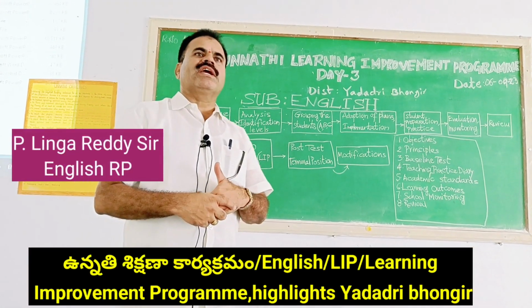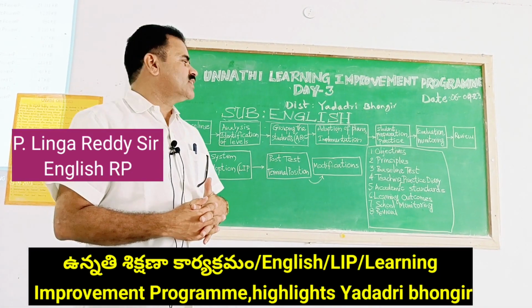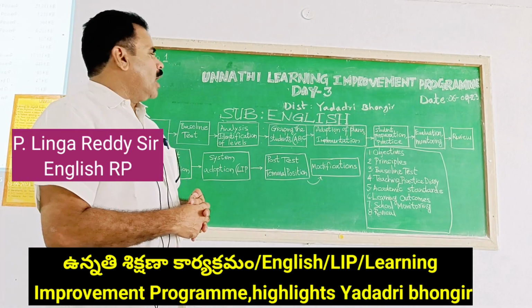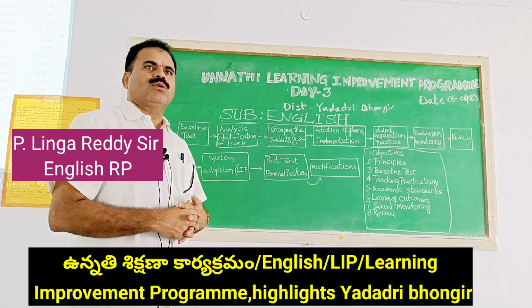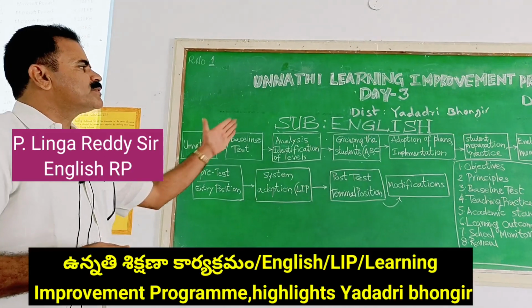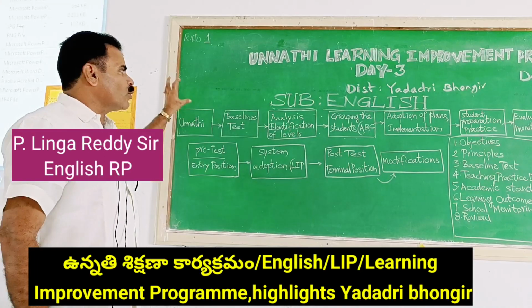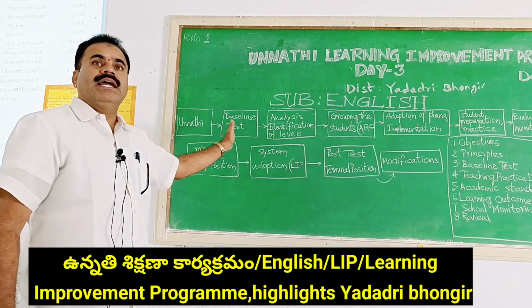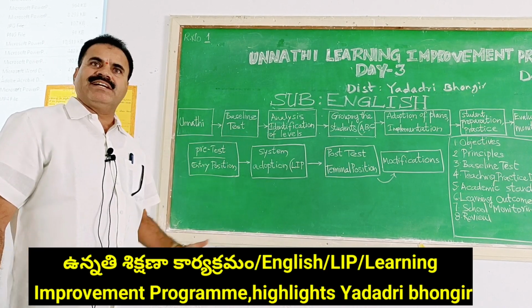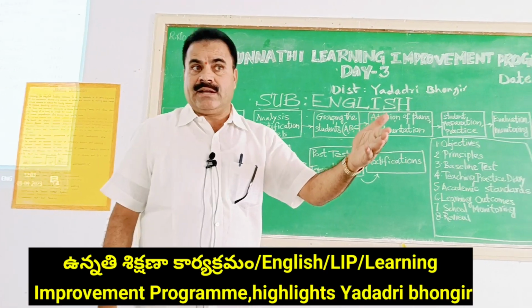Here we are talking about the main aims and objectives and other things about the Unnathi program, how we have to implement the course. Particularly in Unnathi, there are some steps given. There are 8 steps. The first one is in the beginning, we are going to conduct a baseline test. When it is going to happen, I will explain later.